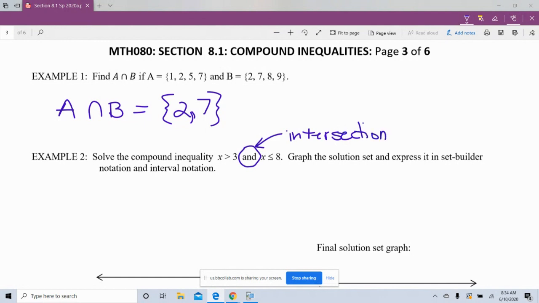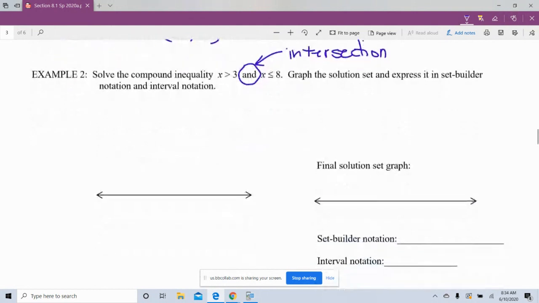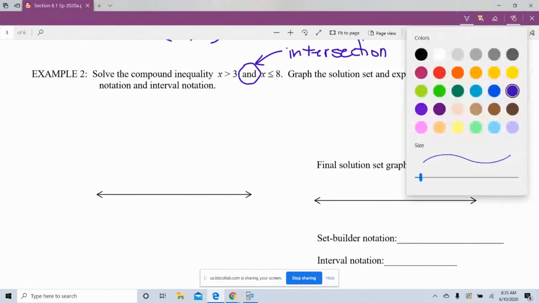Okay, and that's the first thing to notice about example 2. So what I want to do is look at these two solution sets. I have the set that contains all the real numbers x that are greater than 3, reading the symbol from left to right. So why don't we go ahead and represent those on a number line so we can see that solution set.